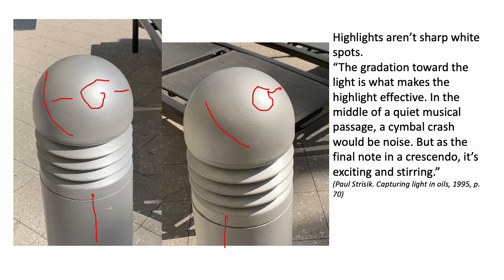Now, highlights shouldn't be distinct white spots because it's not realistic. And as you can see here, they gradate from the highlight to the light area. And a white spot would appear to be in front of and separate from the object. So I want to quote Paul Schristic, who said, "The gradation toward light is what makes the highlight effective. In the middle of a quiet musical passage, a cymbal crash would be noise. But as a final note in a crescendo, it's exciting and stirring."